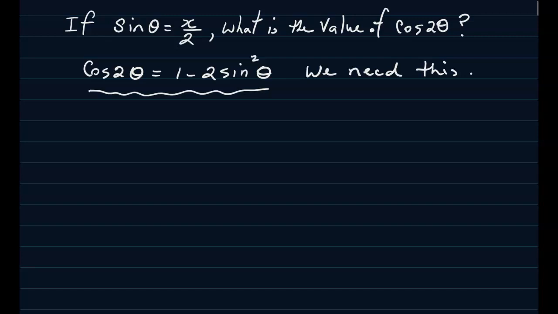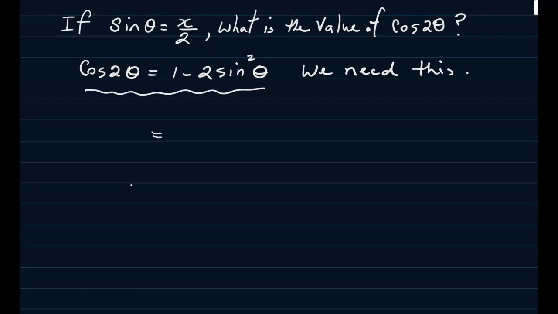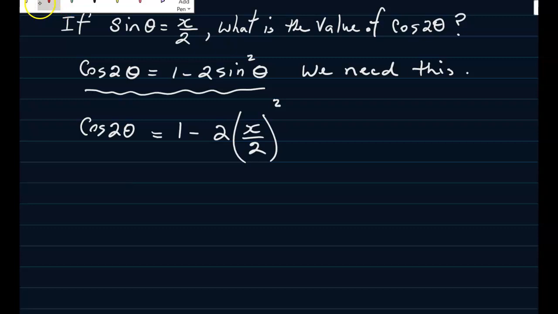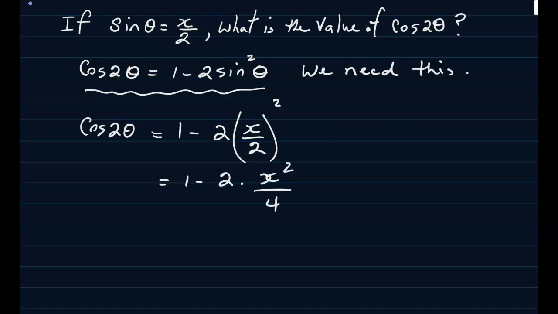All right, so now that we have this, we're going to go ahead. So we have cos 2 theta equals 1 minus 2, but sine of theta is x over 2, so we're going to put x over 2, all squared. Okay, simple as that. To simplify that, we'll get 1 minus 2 times x squared over 4, and last part, cos of 2 theta will be 1 minus x squared over 2.